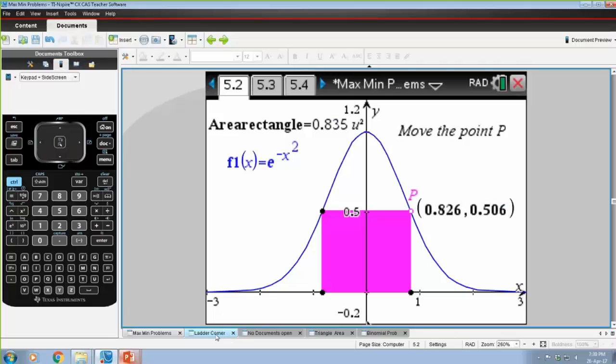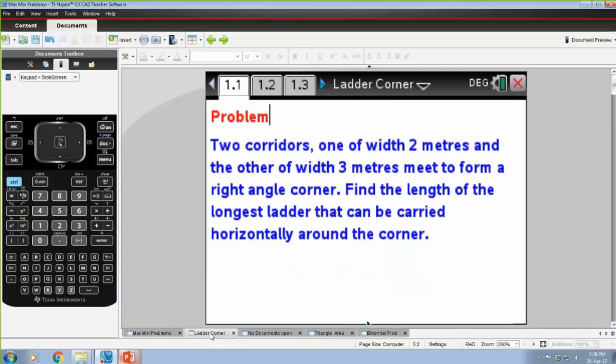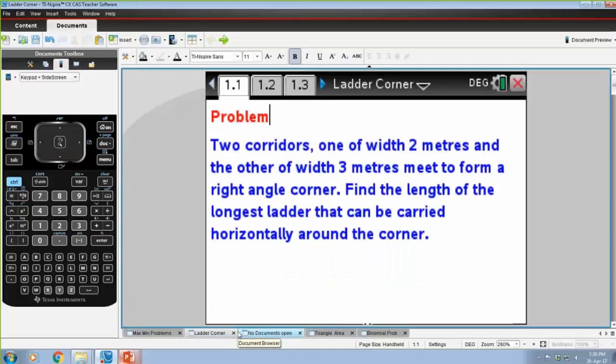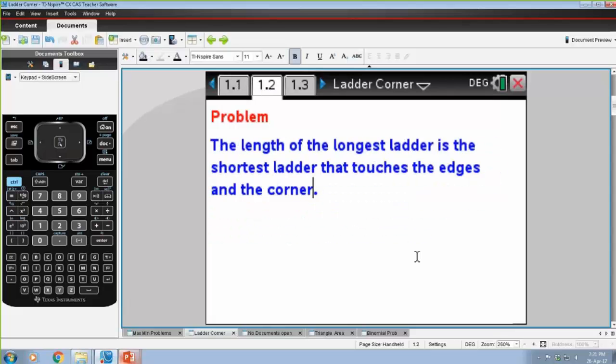One problem that I think we said we were going to look at here is the ladder problem. So let's just look at the ladder problem again, which is a maximizing and minimizing problem. If we've got two corridors, one of width 2 meters and one of width 3 meters, meeting to form a right-angled corner, we want to find the length of the longest ladder that can be carried around the corner. Now this one requires a bit of thought and investigation because it's actually a minimum problem, not a maximum problem, because the longest ladder is actually the shortest ladder that will touch the edges and the corner.